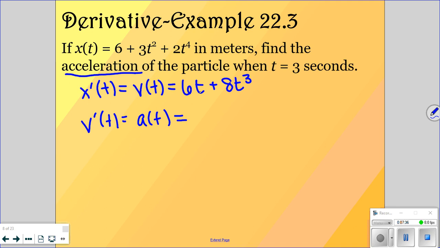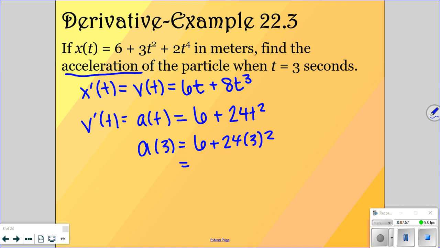So what is the derivative of 6t? 6. And what is the derivative of 8t cubed? 24t squared. And so it says, what is the acceleration when t is 3? So we have 6 plus 24 times 3 squared. 6 plus 24 times 9 is 216. And if you add 6, you get 222 meters per second squared.